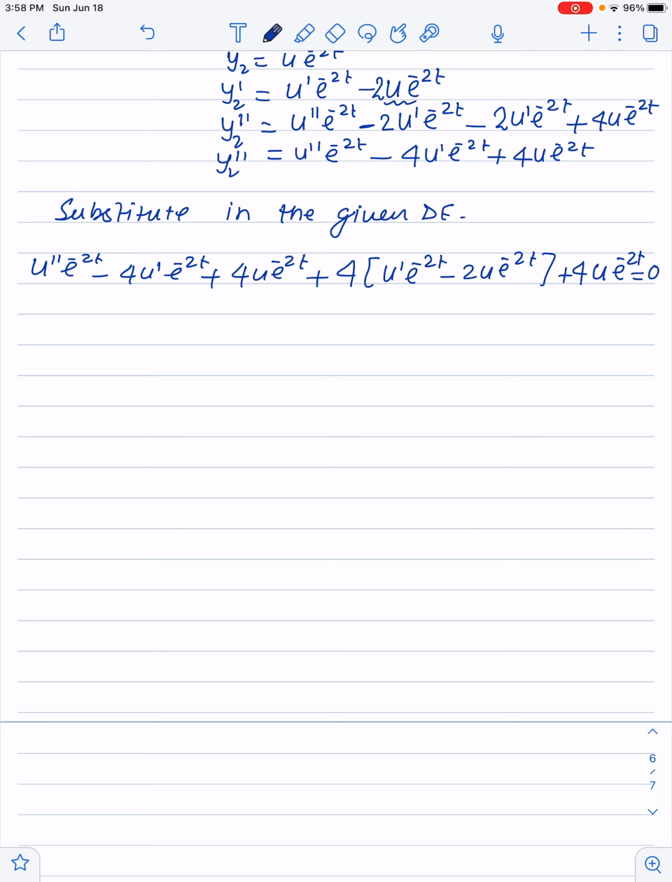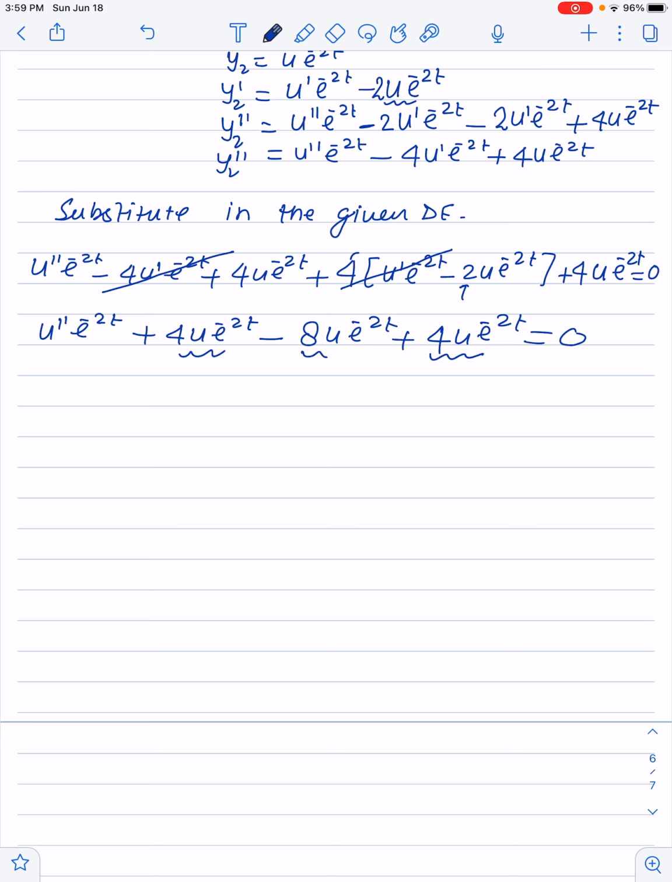Okay, let's see whether there is any common. This one and this one, the first term will be cancelled out, and then we have u double prime e to the negative 2t plus 4u e to the negative 2t. When I multiply this 4 with this 2, it will be negative 8u e to the negative 2t plus 4u e to the negative 2t equals 0. Oh, okay, we can see that this one plus this one is 8u e to the negative 2t, and this is negative 8u, so it will be cancelled out. These will be cancelled out, so we will only have u double prime e to the negative 2t equals 0.